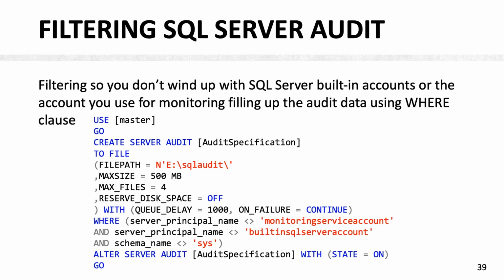The filtering is just really so helpful because you wind up with an onslaught of information. Sys schema is really busy, or server name $, and monitoring accounts, all kinds of things can do all kinds of things in the background, and you're like, whoa, what's all this data? It's just kind of crazy.